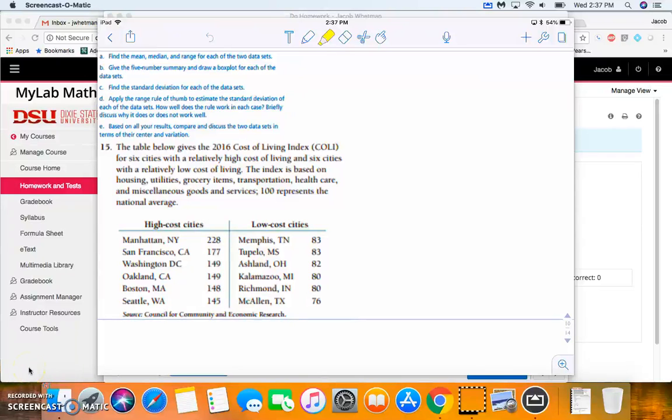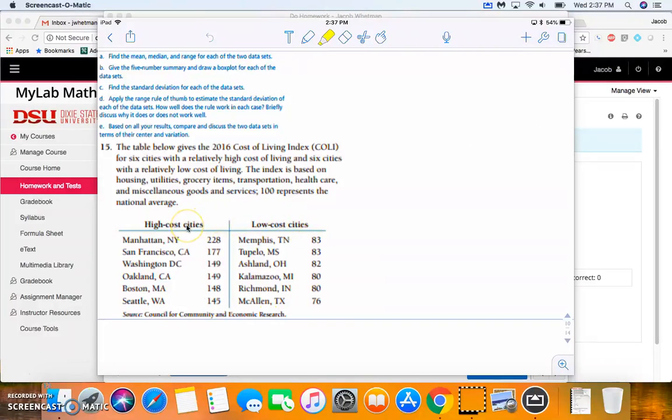Okay, this is part 2 of Unit 6B. In this problem, we're going to find the mean, median, the range, 5-number summary, standard deviations, and draw a box plot. So we've got a lot of things going on, and a couple other things at the end. Here are our data sets.